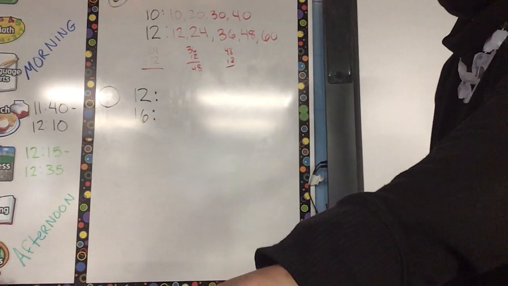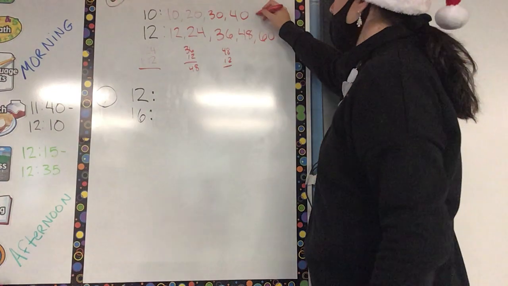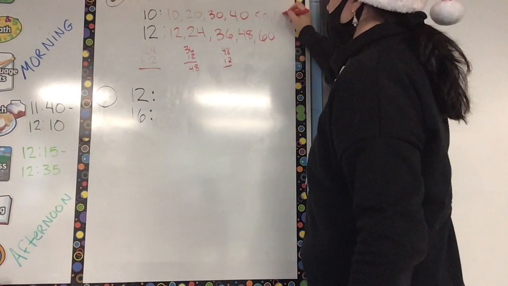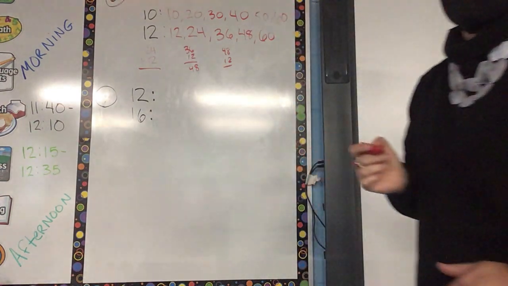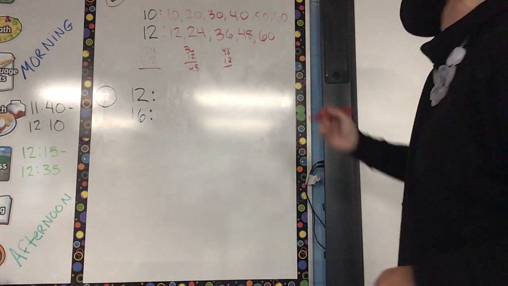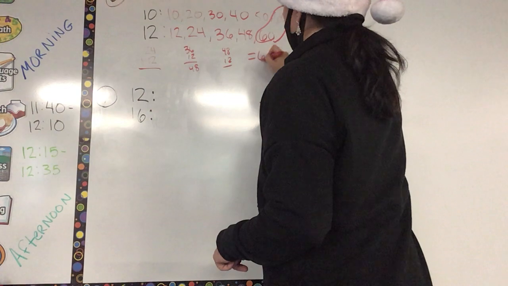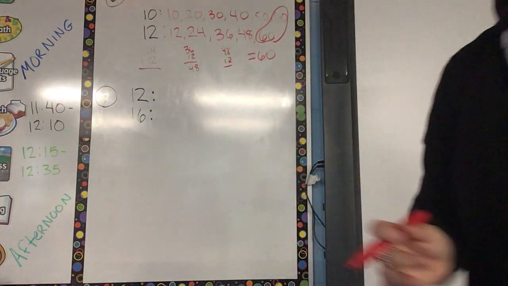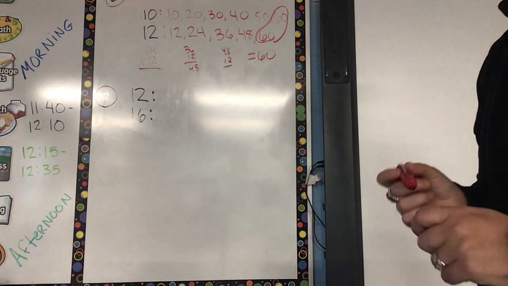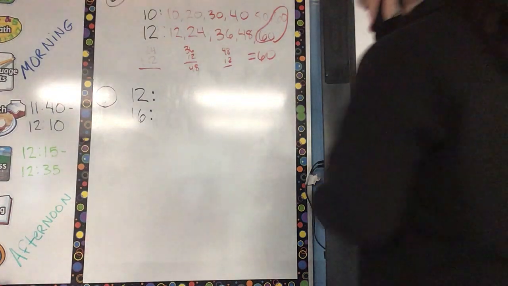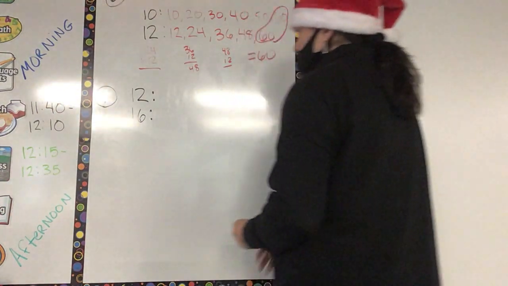No, but let's add to our tens. 40, 50, 60. Do I have an LCM now? What is it? 60. Circle it. Very nice.